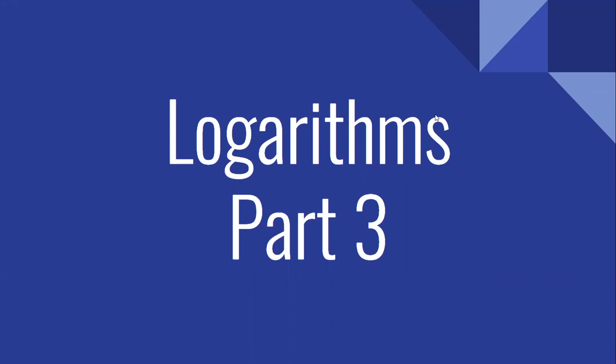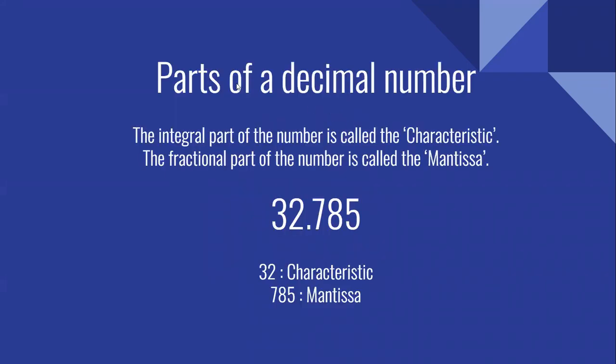So first of all, before starting with finding the values of actual logarithmic equations, let's look at some essential things beforehand. First of all, we have parts of a decimal number. The integral part of the number is called the characteristic. The fractional part of the number is called the mantissa. For example, we have 32.785. Here, 32 is the characteristic and 785 is the mantissa.